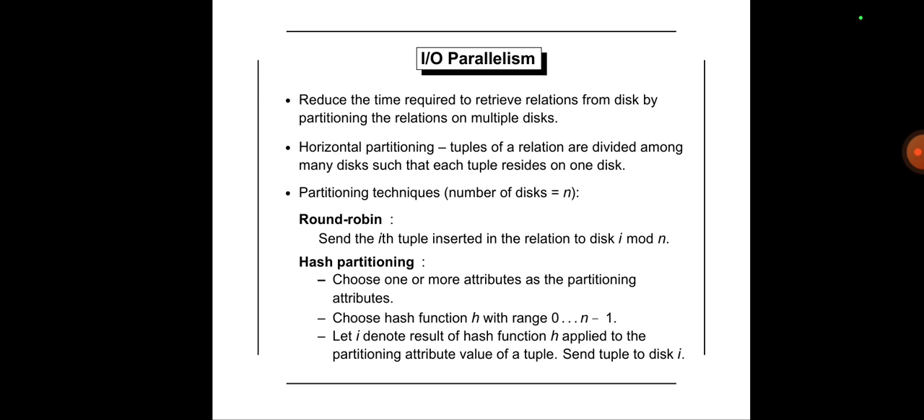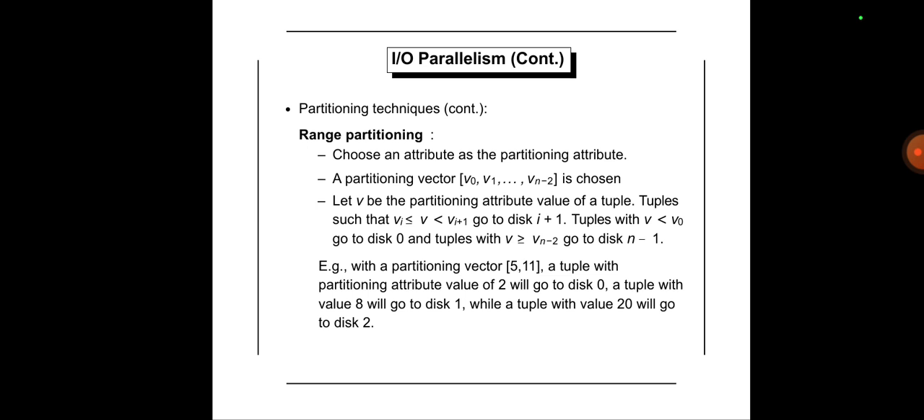Range partitioning. The strategy distributes tuples by assigning contiguous attribute value ranges to disks. Choose a partitioning attribute A and a partitioning vector [v0, v1, v2, ..., vn minus 2]. If i is less than j, then vi is less than vj. The relation is partitioned as follows.